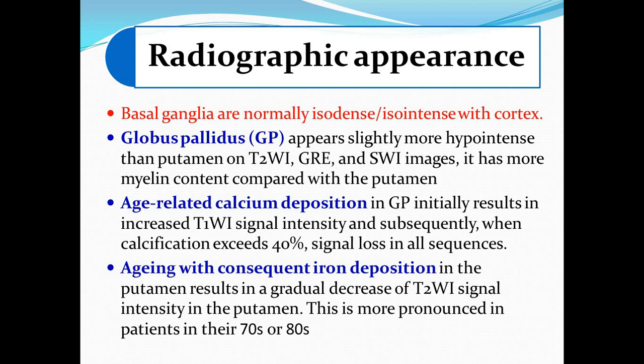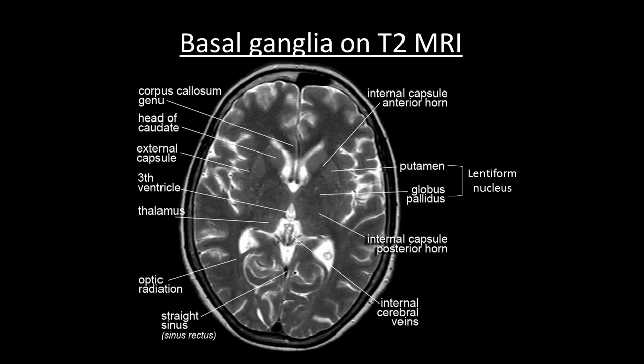We need to know the normal density and the normal signal of these basal nuclei so we can tell if there is any abnormality in the density or signal intensity. They are normally isodense on CT and isointense on MRI with the cortex, with the gray matter. The globus pallidus appears slightly more hypointense than putamen on T2 weighted image, gradient echo, and SWI images because it has more myelin content compared with the putamen. We can come back to the T2 image. We can notice here that the globus pallidus is slightly hypointense compared with the putamen, right?